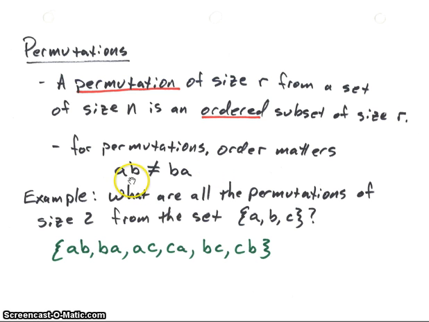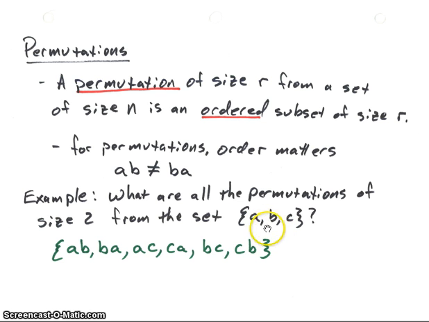Therefore, if we had, let's say, an element A, B, and we also had the element B, A, those two would not be equal to each other. So order does matter for these permutations. As a quick example, let's look at what are all the permutations of size 2 from the set A, B, C. Looking at our definition above, n is equal to 3 because we have 3 elements in our set that we're choosing from, and R would be 2 because we're choosing 2 elements at a time.